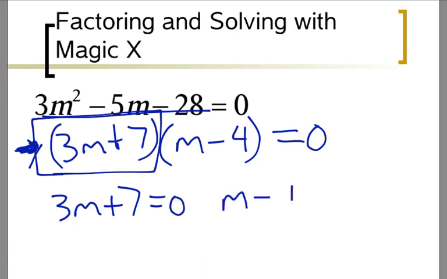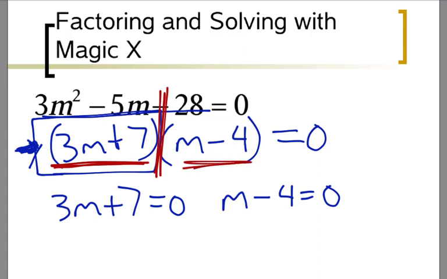and m minus 4 equals 0. And then you continue to solve. So the key here is you're supposed to break it up. That's called the zero product property, which means that either the left parentheses or the right parentheses needs to be equal to 0. So 3m plus 7 equals 0, which means I'll subtract the 7 and get 3m equal to negative 7, which means that m equals negative 7/3.